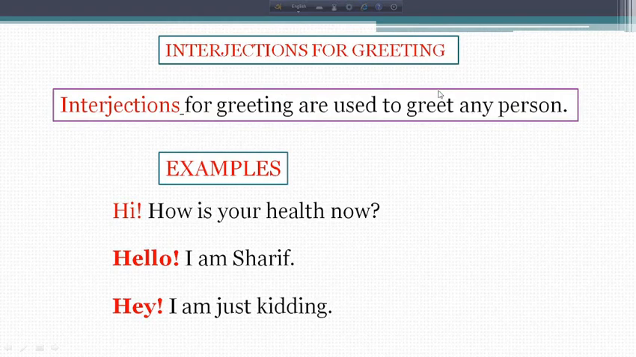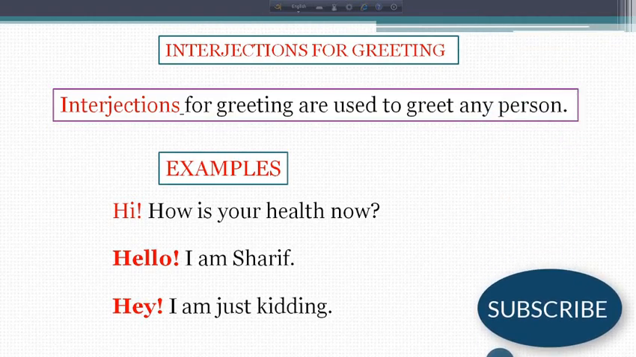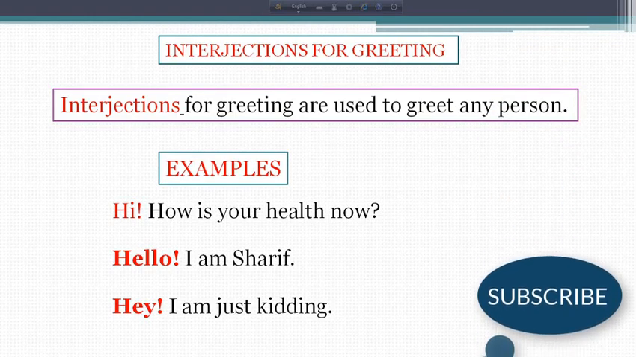Interjections for greeting. Definition: interjections for greetings are used to greet any person. Examples: Hi, how is your health now? Hello, I am Sharif. Hey, I am just kidding. Hi, hello, hey express greeting to another person.